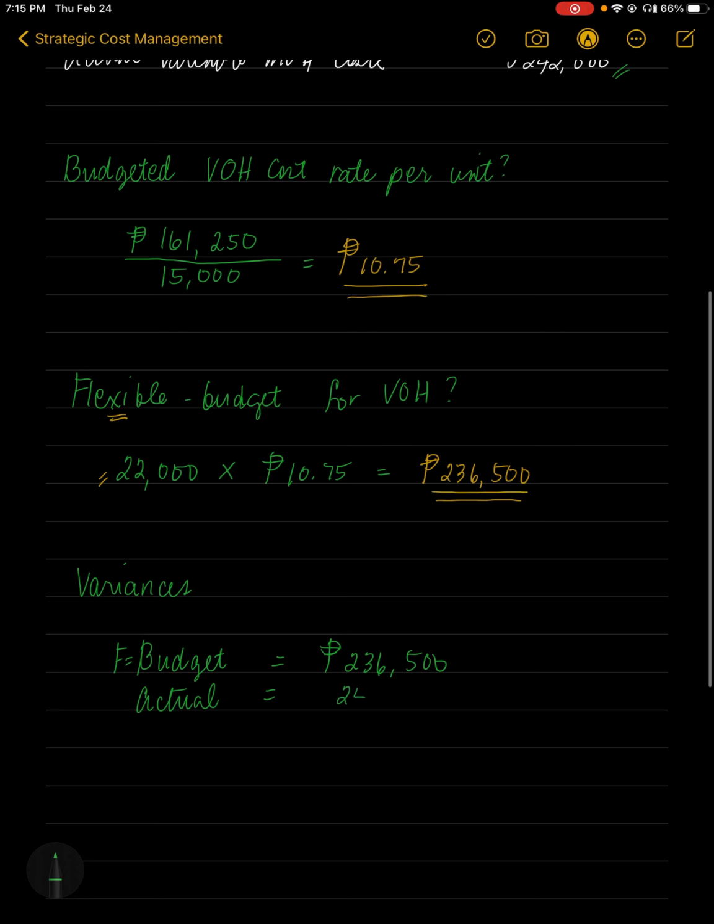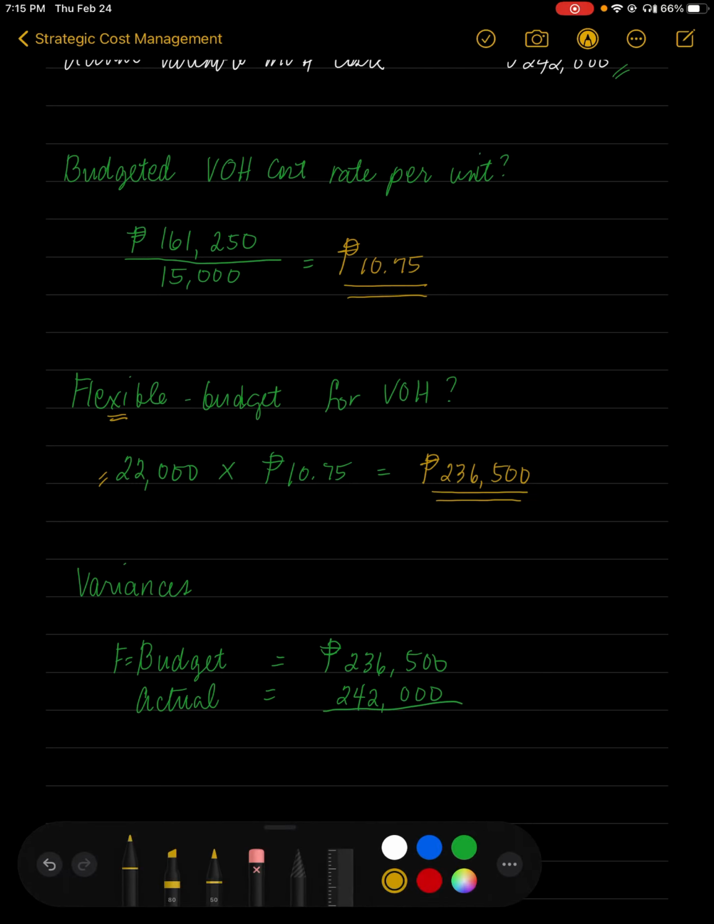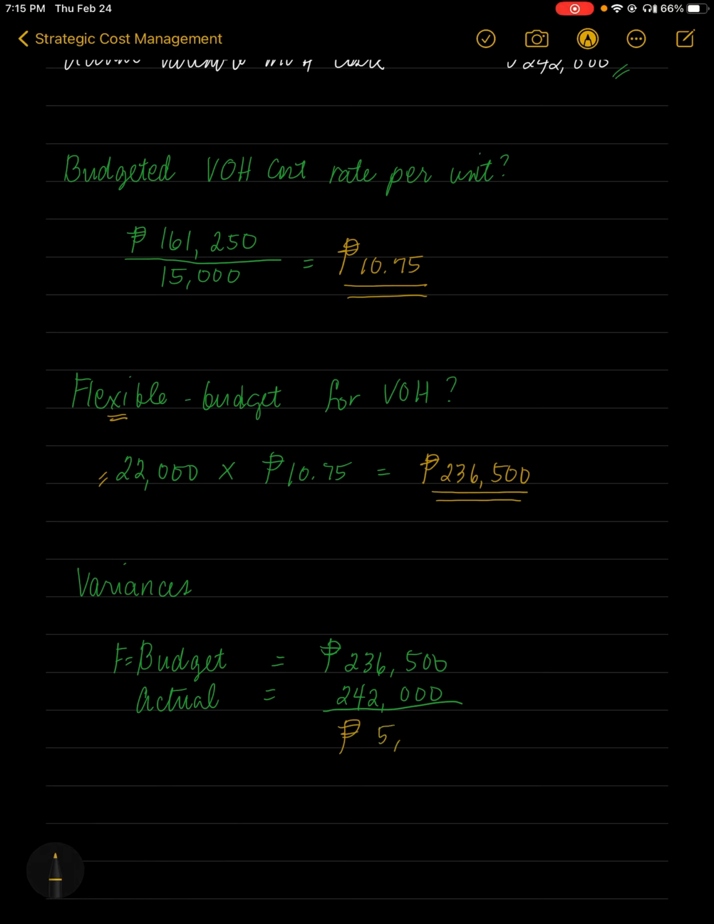So you compare 236,500 to 242,000. The difference is 5,500. And what is this 5,500? This 5,500 is the variance. Question: the variance is favorable or unfavorable? So in this particular example, the variance is considered to be unfavorable. Bakit po naging unfavorable yung variance natin?